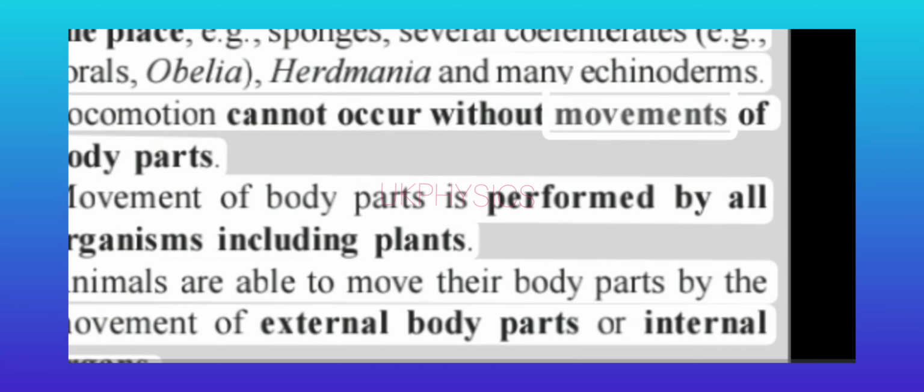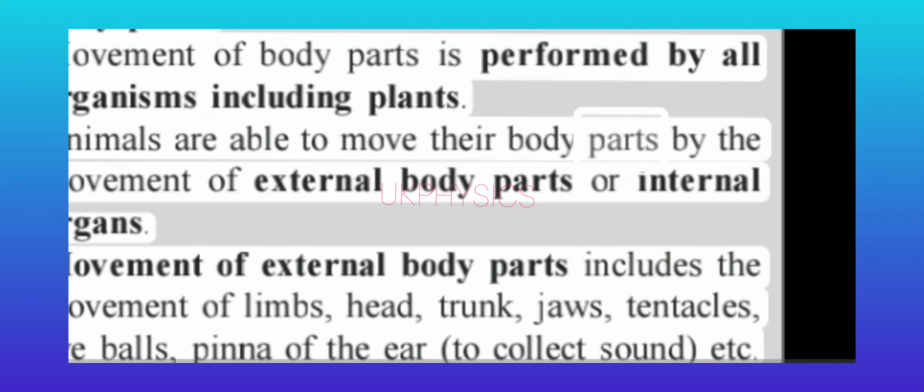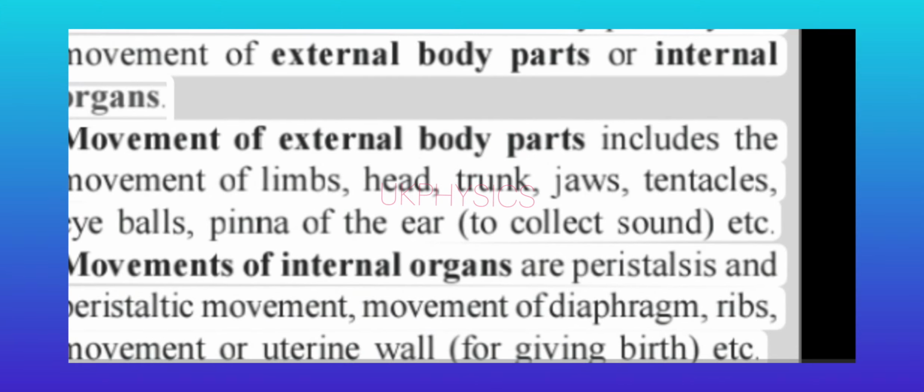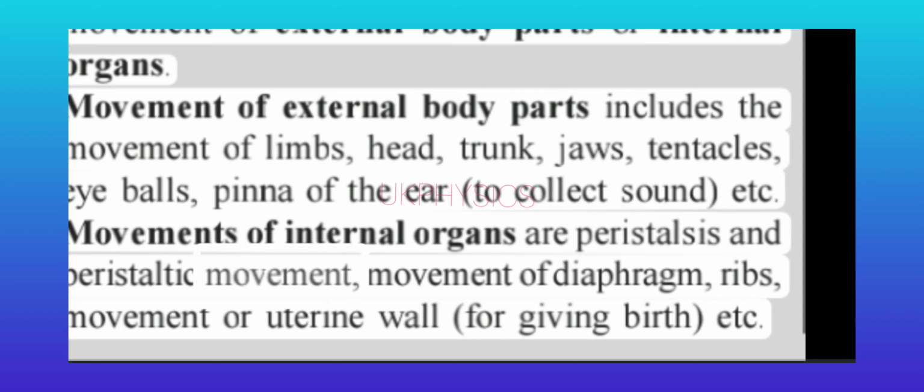Locomotion cannot occur without movements of body parts. Movement of body parts is performed by all organisms including plants. Animals are able to move their body parts by the movement of external body parts or internal organs. Movement of external body parts includes the movement of limbs, head, trunk, jaws, tentacles, eyeballs, pinna of the ear to collect sound, etc. Movements of internal organs are peristalsis or peristaltic movement, movement of diaphragm, ribs, movement of uterine wall for giving birth, etc.